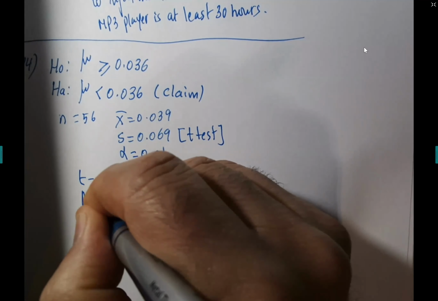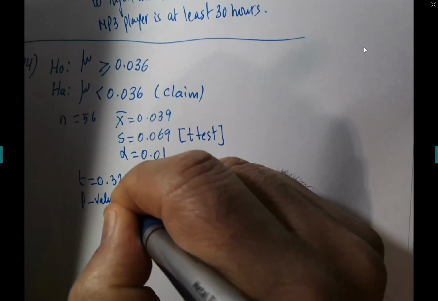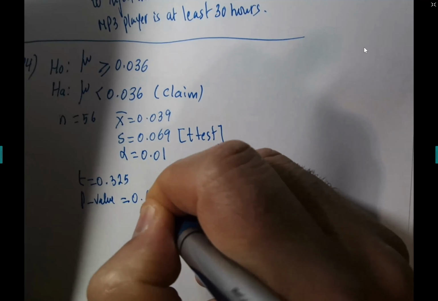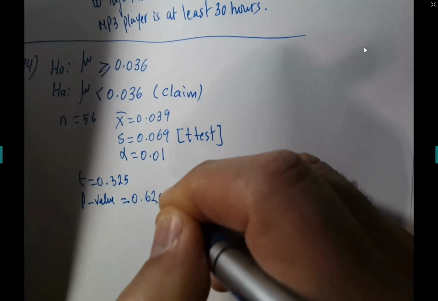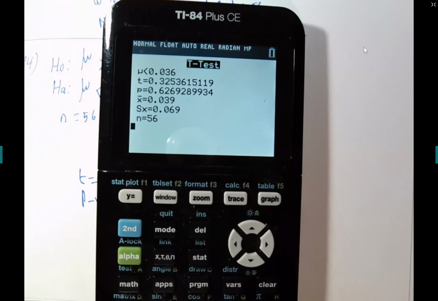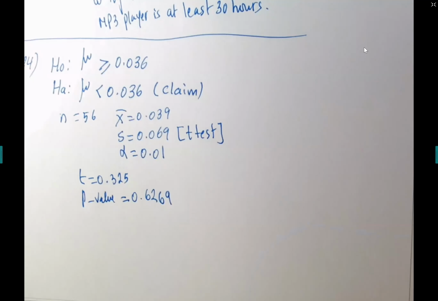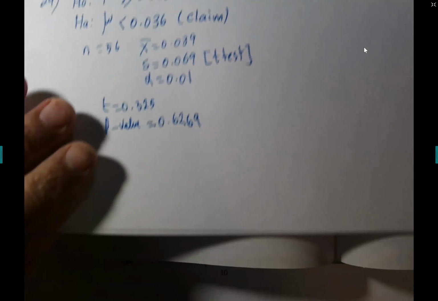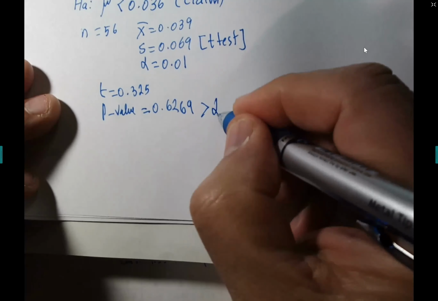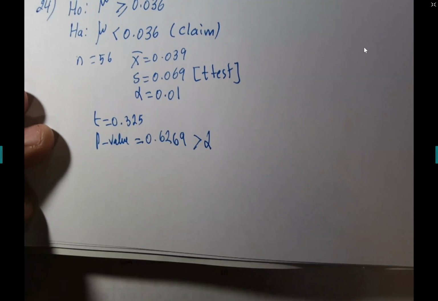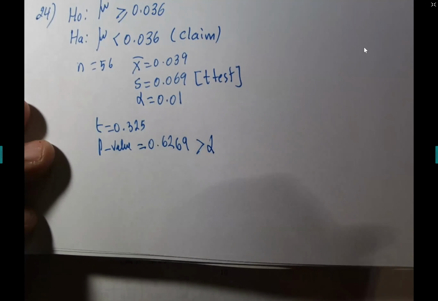And look at the p-value, it's huge. So you're not gonna be able to reject H0. Only when p-value is low. You can see the p-value, it's big, 0.6269. Okay, more than alpha. What's the decision, guys? Fail to reject. Yep.